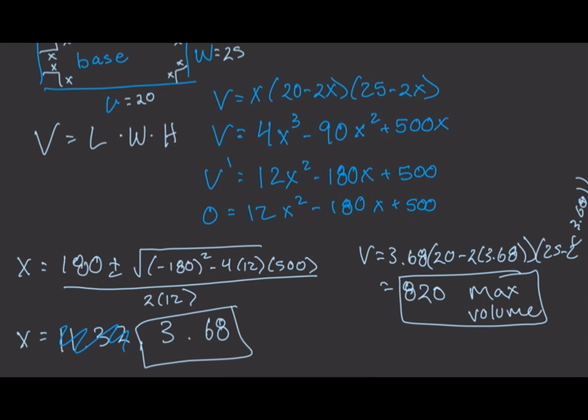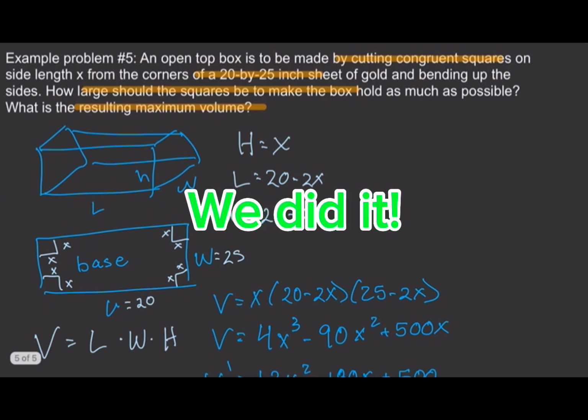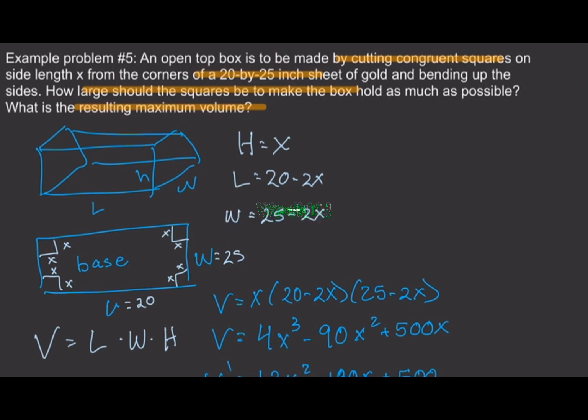The other part of the problem was to see what the size of the sides should be. Since the side of the square is height and height is equal to x, we know that the side of the square should be 3.68. We are all finished. Now let's see how optimization can be used in the real world.